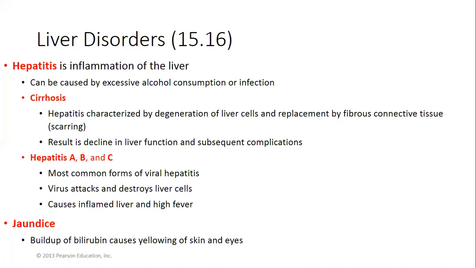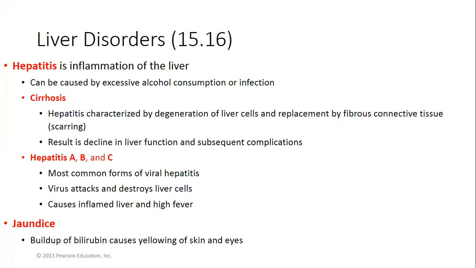That can cause cirrhosis, which is basically a degeneration of the liver cells, hepatocytes, and the replacement of those cells by connective tissue, which is basically scarring. And that can compromise the function of the liver. And there's different types of hepatitis, A, B, and C. The most common form is viral, and that affects and destroys the cells of the liver, hepatocytes, and can cause inflammation and fever.